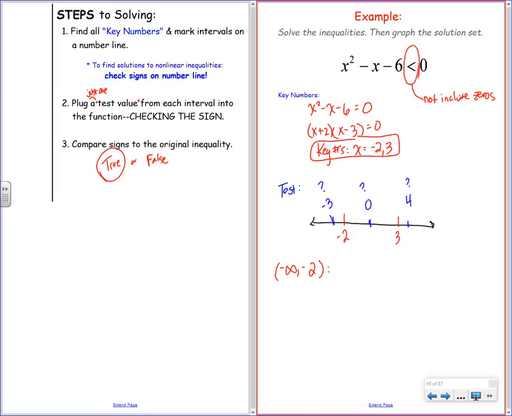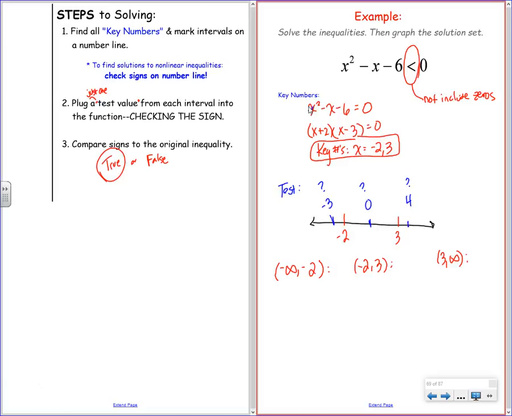So I'm going to test this interval. You'll see me do that in a second. We're going to test this interval from -2 to 3, keeping everything open, which we're not supposed to include. And then we're going to test the third interval from 3 to infinity. So I need to test this portion of my number line, this portion, this portion. If it's true, we're keeping it. It's part of the answer. If it's false, we're crossing it out and saying not today.